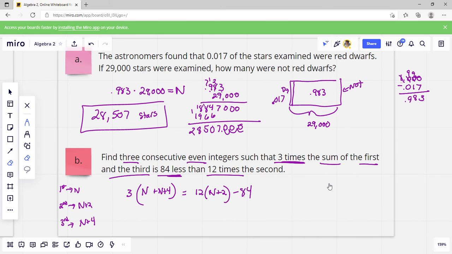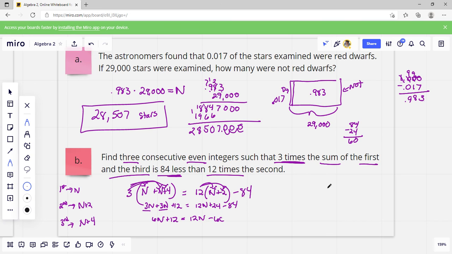All right, now I'm just going to try to work this. So 3 times n would be 3n, and then another 3n right there, and then 3 times 4 is 12. Then I'm going to do 12n, and then 12 times 2 is 24. Okay, now I'm going to combine like terms on either side, so that would be 6n plus 12 equals 12n, and then 84 minus 24, negative 60.